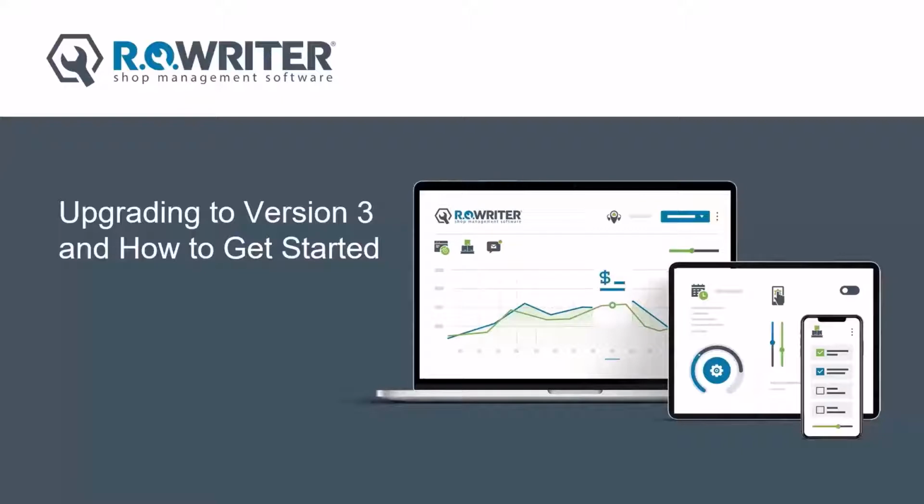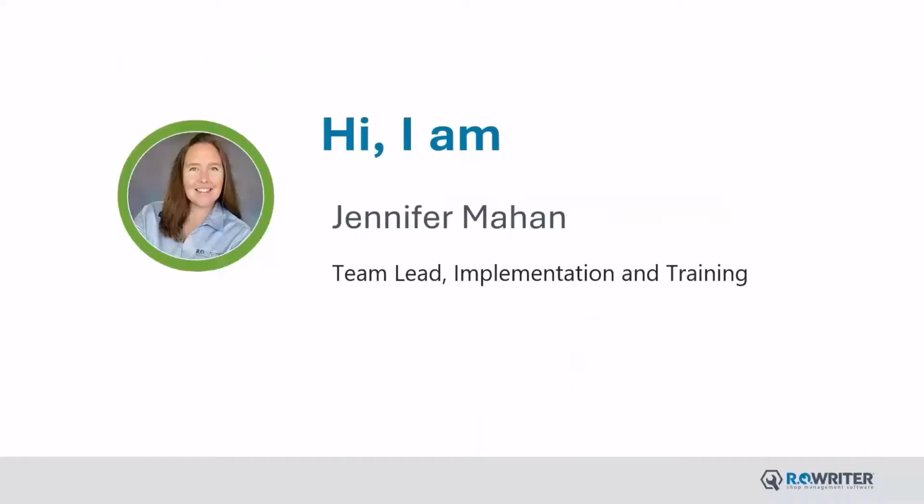Some of the key things we're going to cover today in our webinar are: we're going to review the reasons why you should move to RO Writer version 3, how to know what version of RO Writer you're currently using, know the upgrade migration path for your shop's RO Writer, and then we'll have a short time for Q&A. Remember, all of the links that I mention throughout this webinar, we will share with you via email to those attending today.